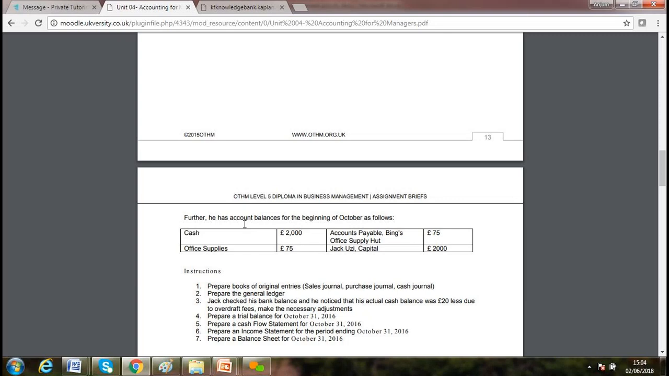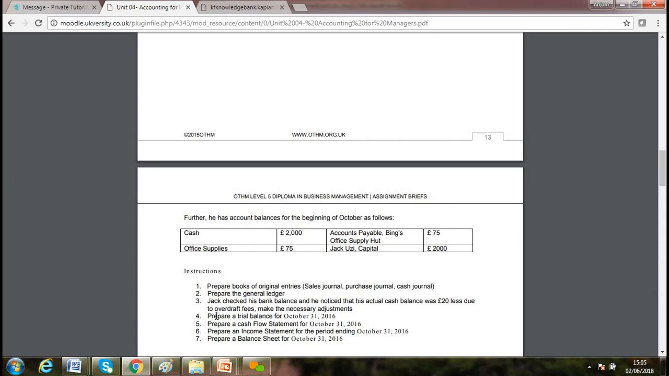So now we have recorded the transactions. Prepare the books of original entries: sales journal, purchase journal, and cash journal. So we'll prepare the cash, purchase and sales. We have all recorded the transactions. We'll prepare these T accounts, the ledger from it. Then we'll prepare the journal ledgers and the bank balance. It means how much money, cash, bank or the cash is the same thing.